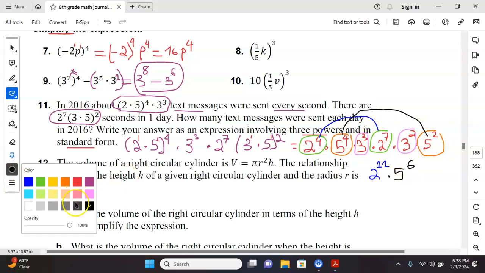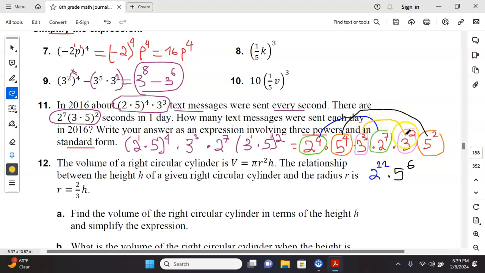All right, and the last one we should have is 3 to the 3rd times 3 to the 2nd. So the base is 3. Same base, when you multiply, you add the exponents. 3 plus 2 gives you 5.